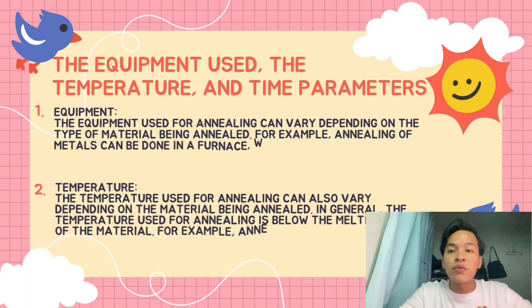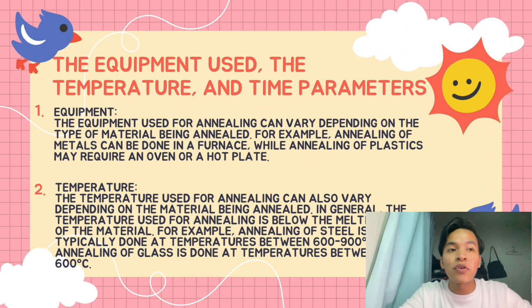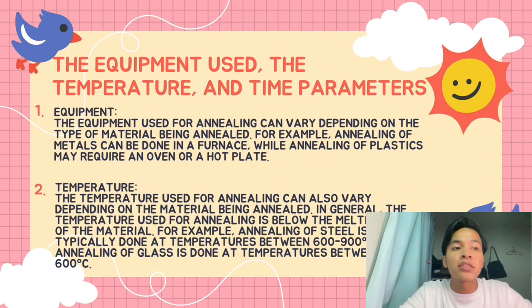Alright, the first one I will explain is equipment. The equipment used for annealing can vary depending on the type of material being annealed. For example, annealing of metals can be done in a furnace, while annealing of plastic may require an oven or a hot plate. And the second one is temperature, which can also vary depending on the material being annealed.